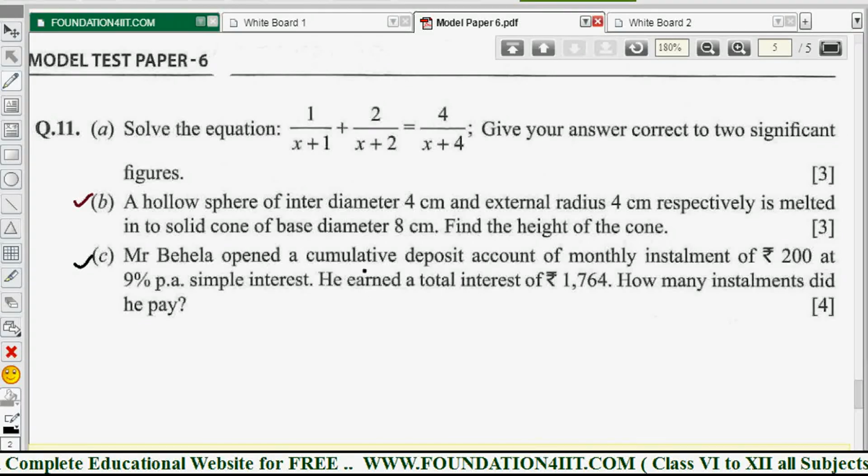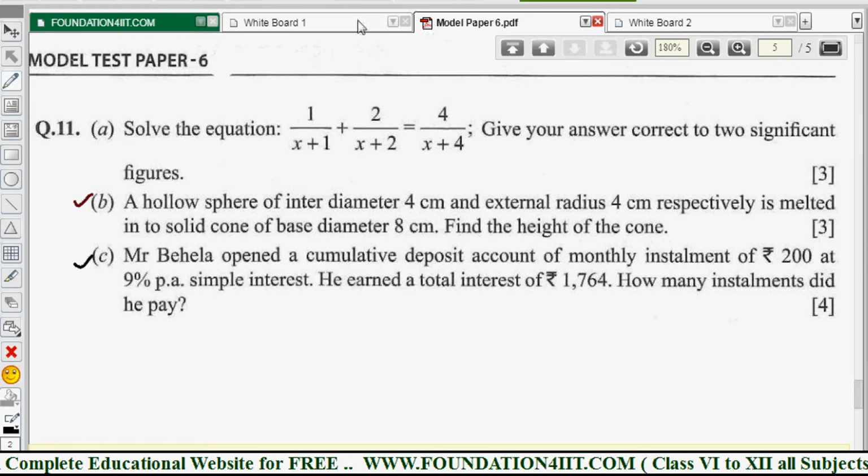Mr. Behela opened a cumulative deposit account. Okay, recurring deposit or cumulative deposit account is the same. The monthly installment is 200 at 9% per annum simple interest. He earned total interest of 1764. How many installments did he pay? The number of installments only we need to find out. So let us use the simple interest formula in this banking topic.